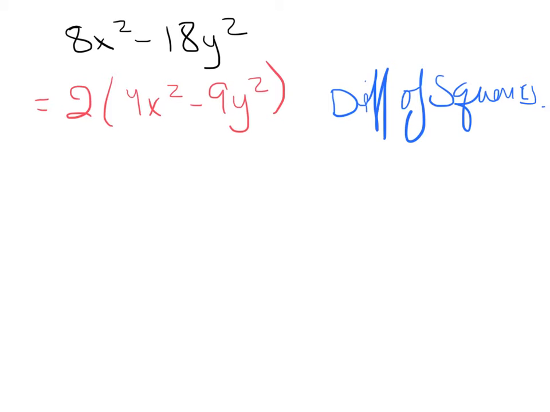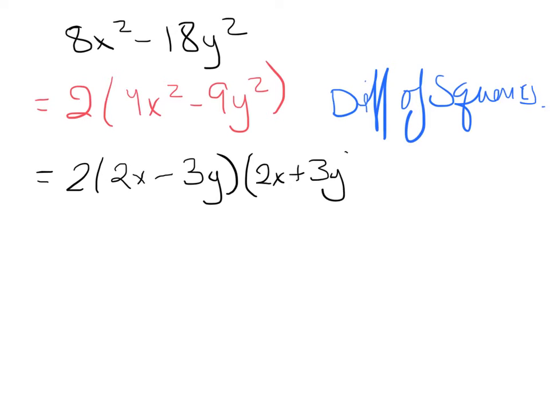Well, the pattern, if you look back in your notes, is that we end up with the square root of the first term, so 2x, minus the square root of the second term, so 3y, times 2x plus 3y. So they have to have these two different signs so that the middle term is removed, so that it's only a binomial. Okay, so that's an example of difference of squares.